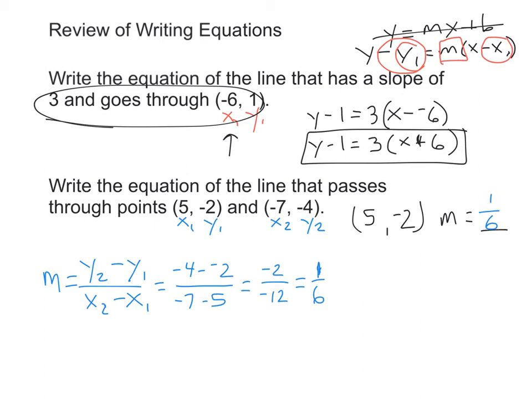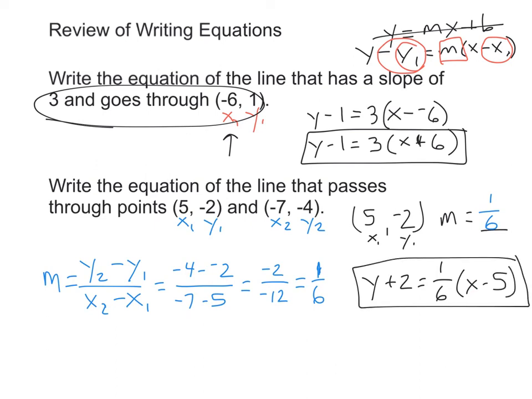Just like we did in the first example, we're going to write y minus our y value. So this is x, this is y, the first one. So y1 is -2. We're going to put -2 in here, which actually turns it to the opposite, right? So if this is -2, it goes in as positive 2. Equals our slope, which is 1/6, and then x, and now if this x value is positive 5, we're going to put it in right here as minus 5. And there's our equation for that one.